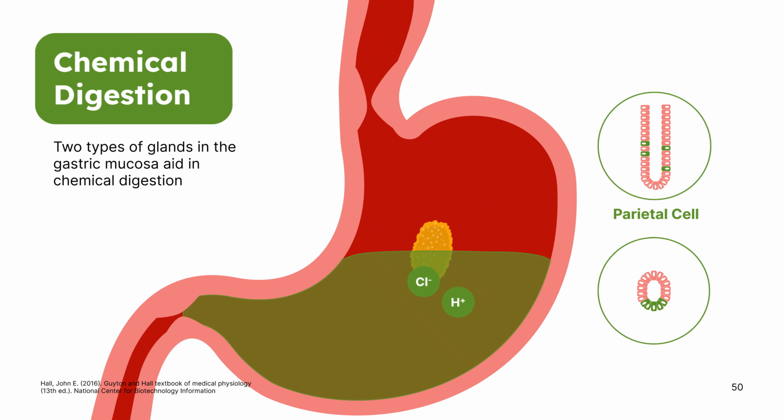Meanwhile, chief cells release pepsinogen, an inactive enzyme precursor. In the acidic environment, pepsinogen converts to pepsin, an active enzyme that breaks down proteins into smaller peptides. Together, these cells enable the stomach to initiate chemical breakdown, preparing food for further digestion in the small intestine.